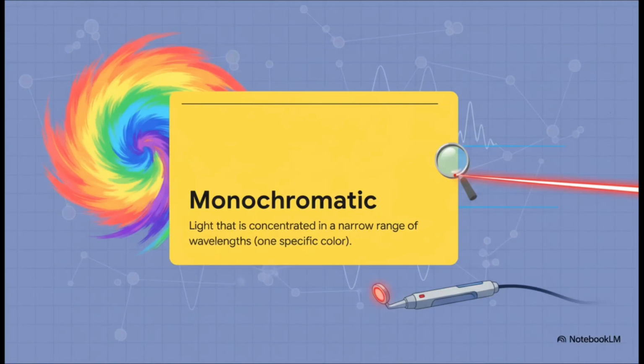Lasers are monochromatic. You know how a regular light bulb makes white light, which is really just a mix of every color in the rainbow? Well, a laser doesn't do that. It shoots out light of just one single super-specific wavelength, just one color. And it's this purity that lets us target things so precisely.